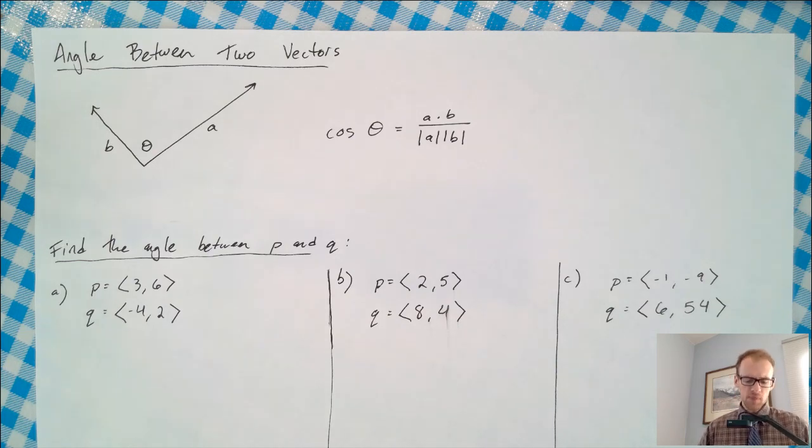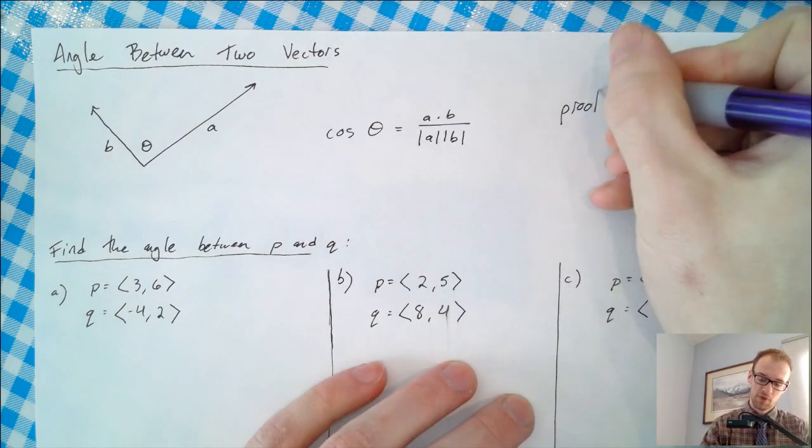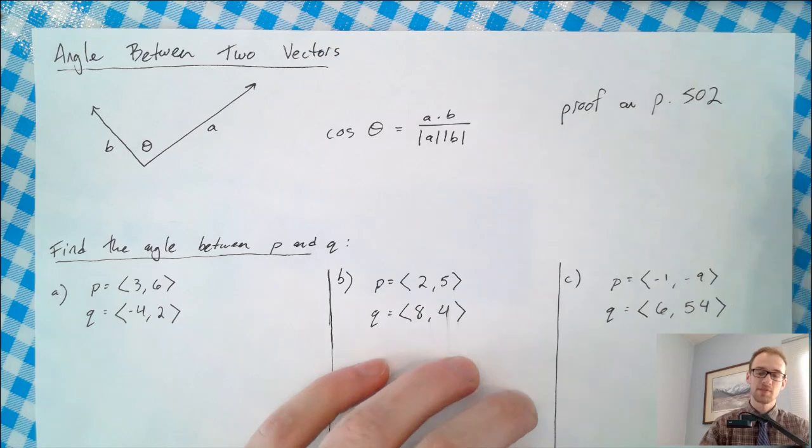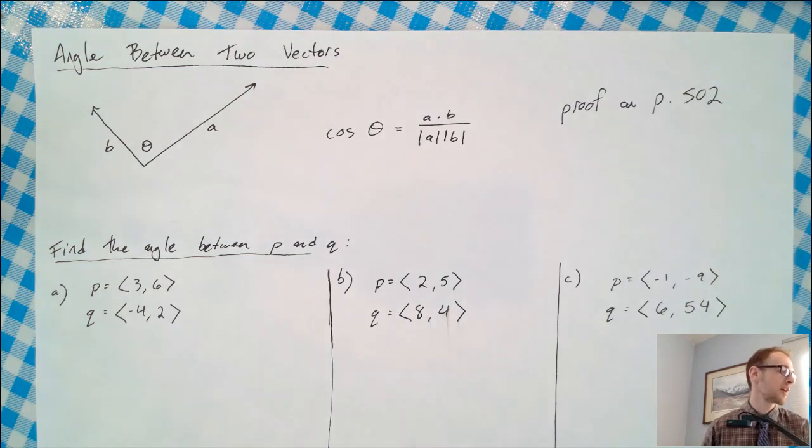Now, this formula might seem a bit abstract at first. It might seem hard to really grasp why that formula is true. So I'm going to give you a bit of a hint as to how that formula is proved. If you want to see the rest of the proof, it's on page 502 of your textbook. It's just a few steps, so you can check it out and see that it does make sense why that's true.